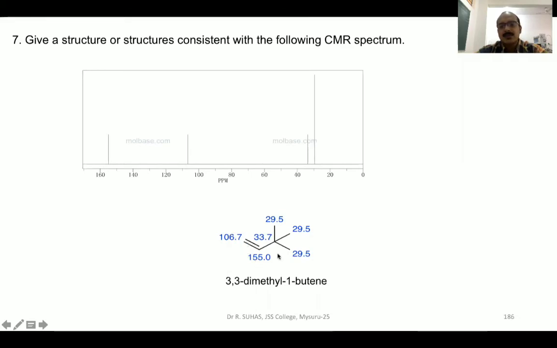So there are 1, 2, 3, 4 different kinds of carbons, and hence you are getting 4 different kinds of peaks in the CMR spectrum. So this is 3,3-dimethyl-1-butene. So you should be prepared for answering both kinds of questions: one when the spectrum is given, the other one when the data is given.